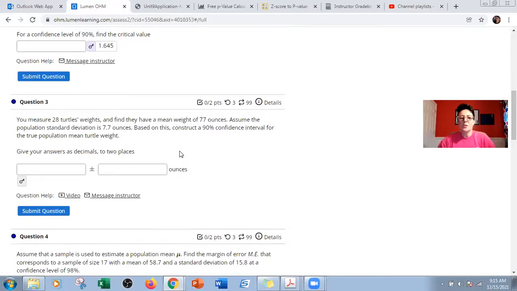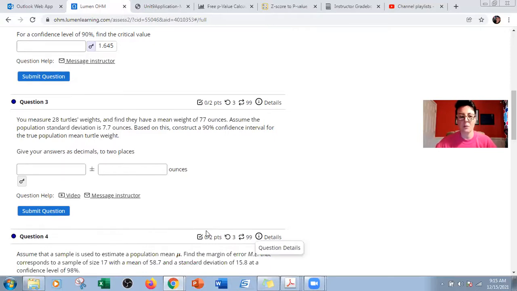So it says you measure 28 turtles' weights and find that they have a mean weight of 77 ounces. Assume the population standard deviation is 7.7 ounces. So based on this, construct a 90% confidence interval for the true population mean turtle weight. This one's actually really interesting because usually we'll use the t distribution when the population standard deviation is not known. In this case, we won't.